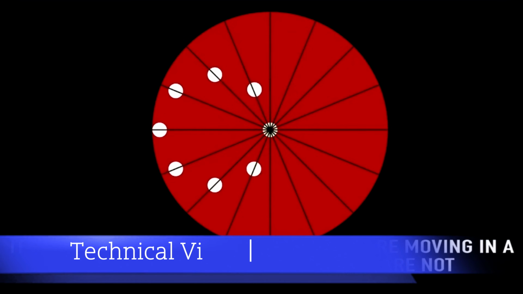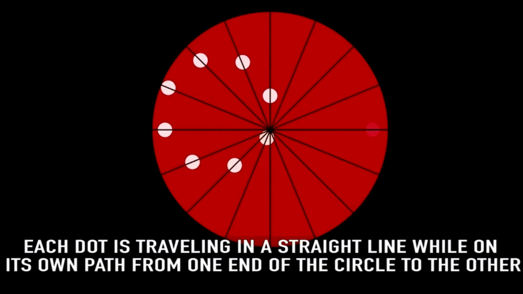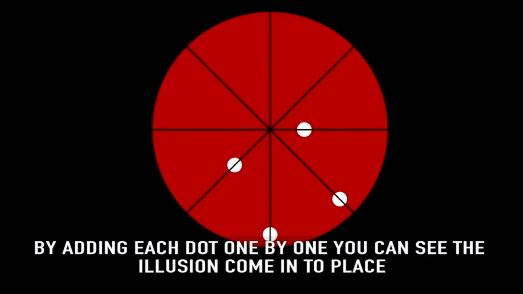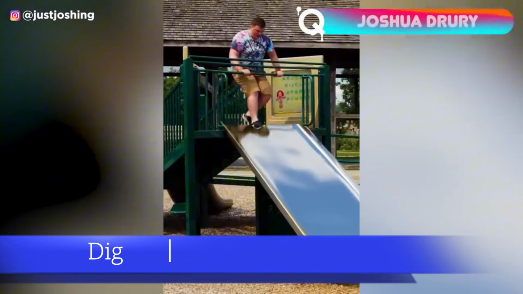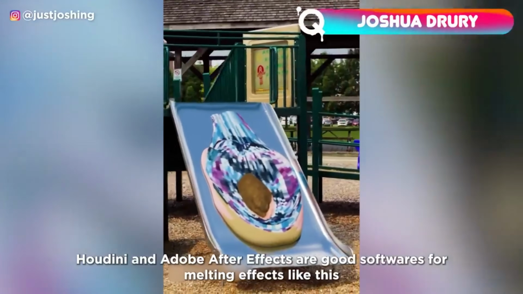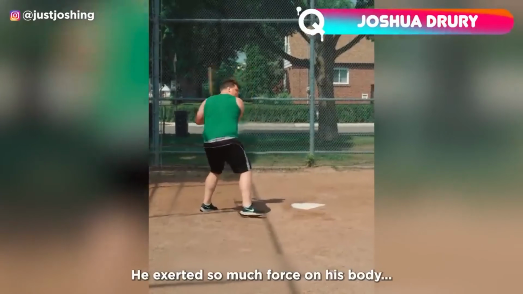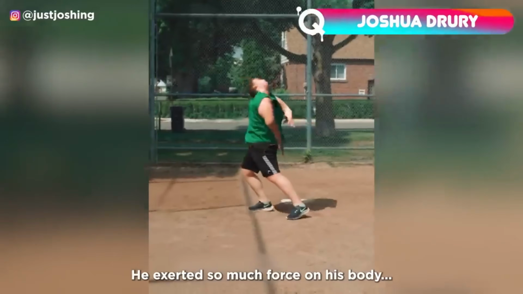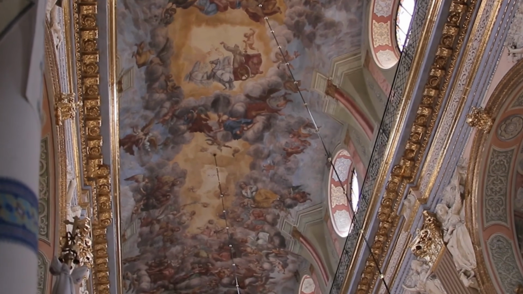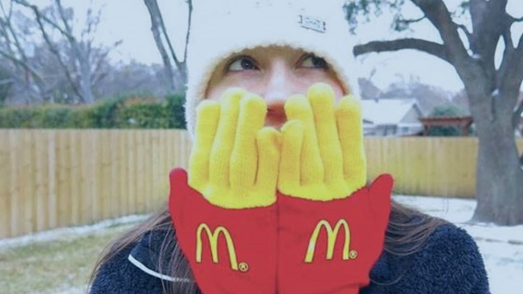Number 4 is technical visual literacy. This is the understanding of how visuals are created, including tools, formats, and techniques. Number 5 is digital visual literacy. This is the ability to interpret and create visuals in digital spaces, including social media, websites, and video content. And number 6 is cultural visual literacy. This is a skill to recognize cultural symbols and meanings in visual media.